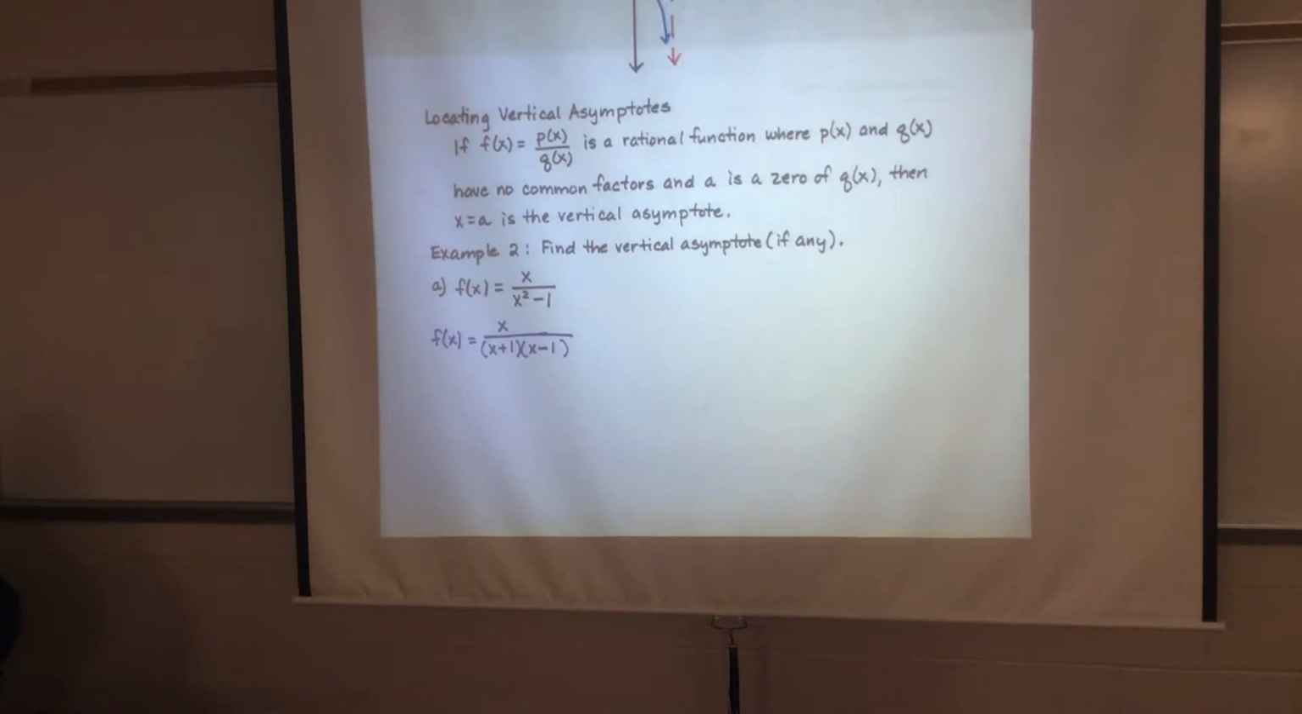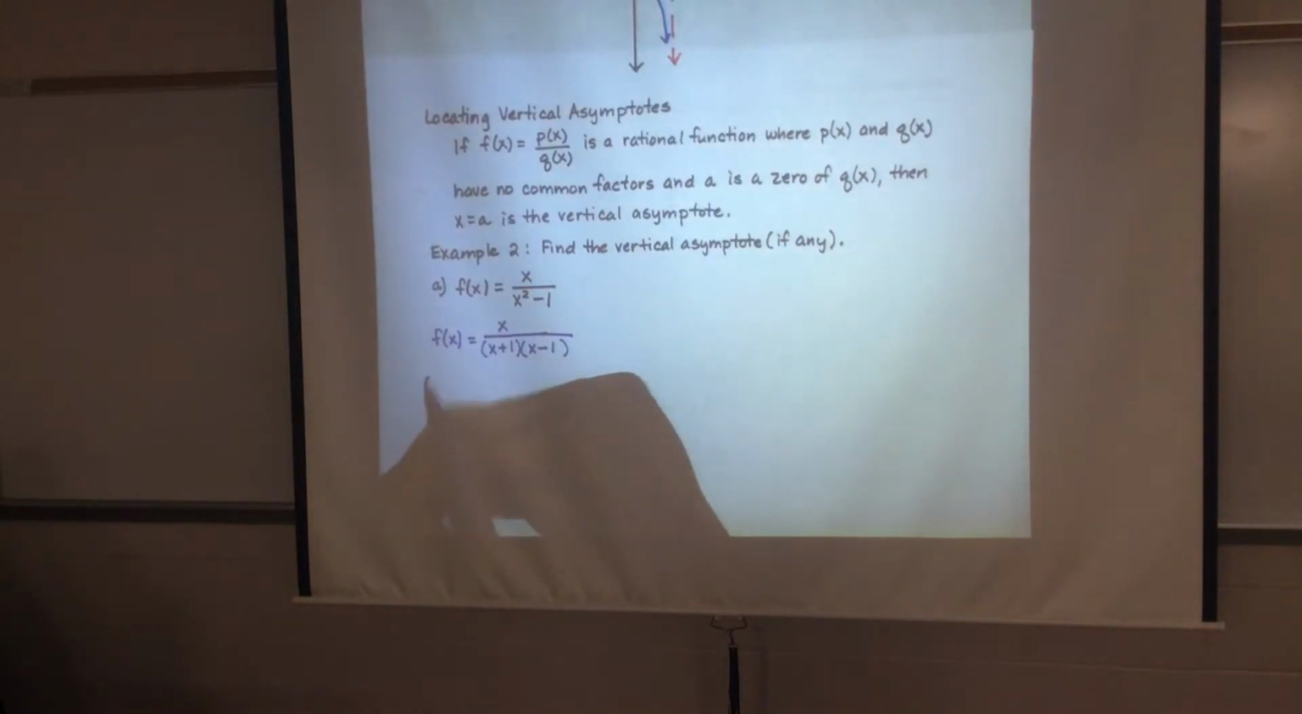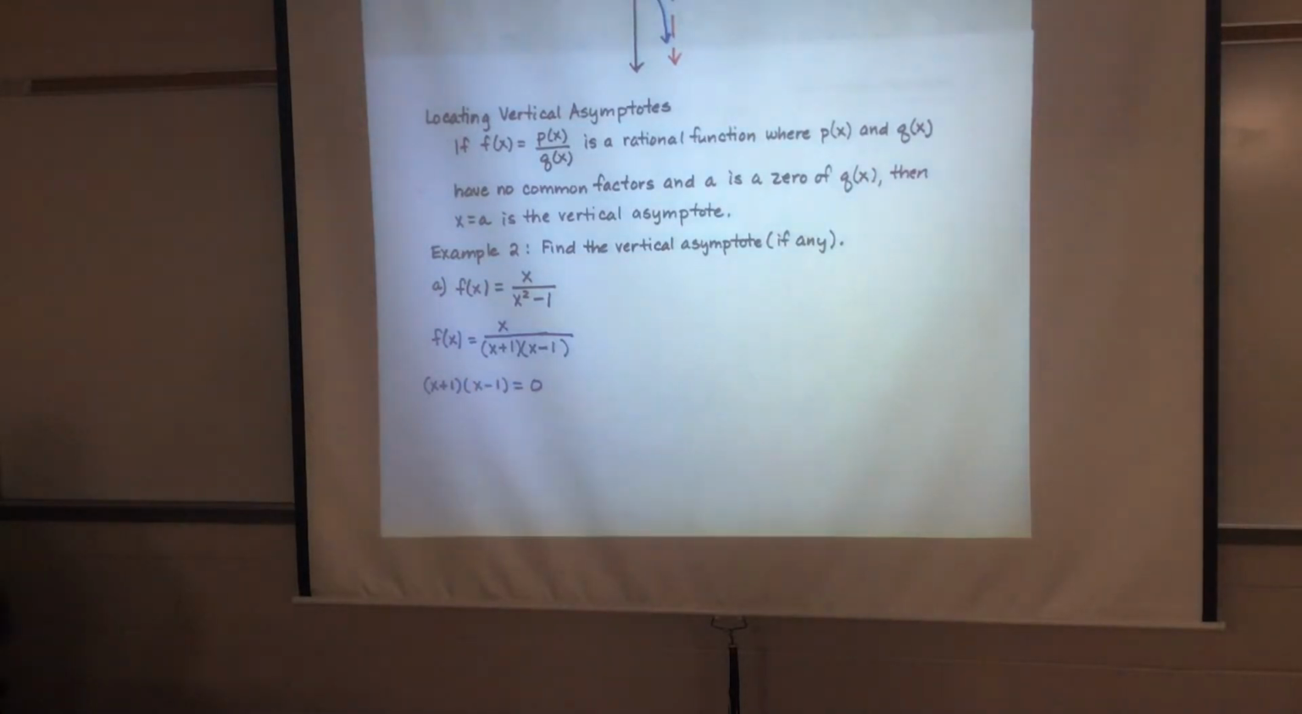The numerator, I can't factor that. It's already in simplest form. And I don't have any common factors to divide out here. So I can go ahead and set the denominator of x plus 1 times x minus 1 to be equal to 0, and solve for x.